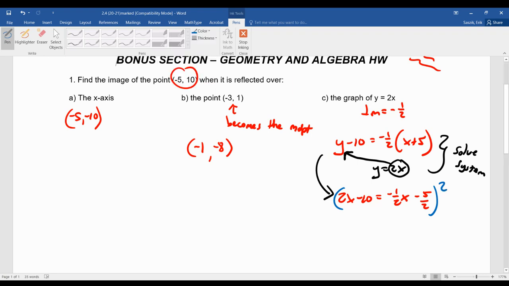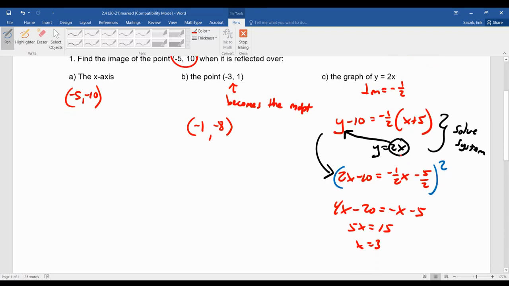Okay. So then in the next step, we would have what? 4x minus 20 equals -x minus 5. 5x equals, what's that, 15. So x is 3. Now if x is 3, I can just plug in here, y is going to be 6. So we have a midpoint of 3, 6.